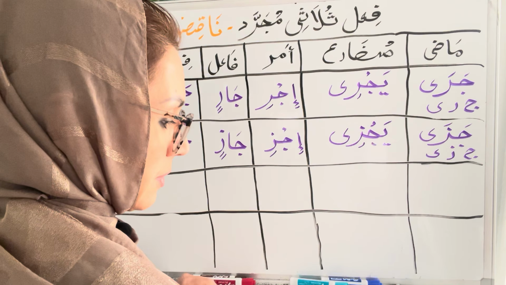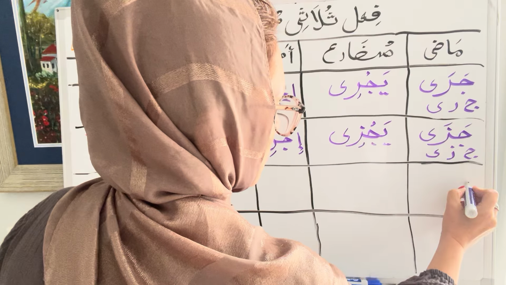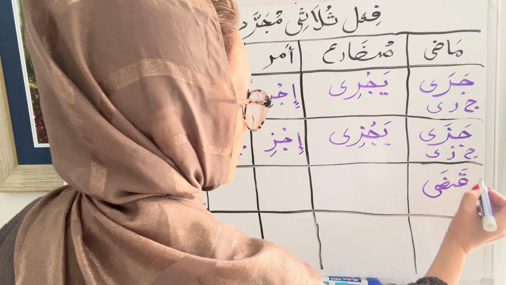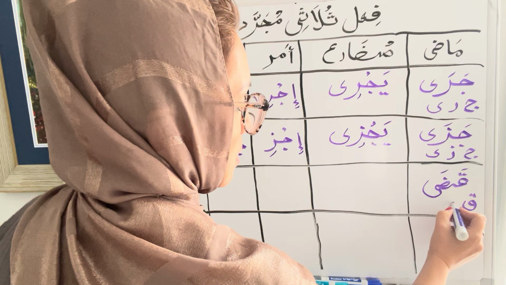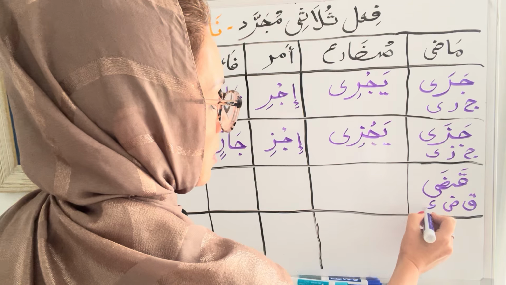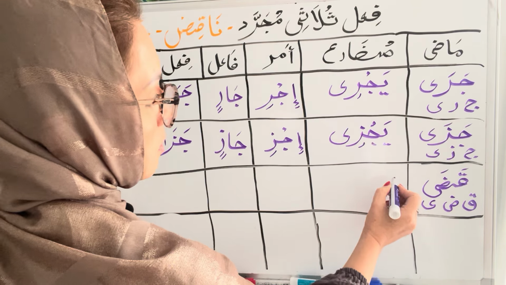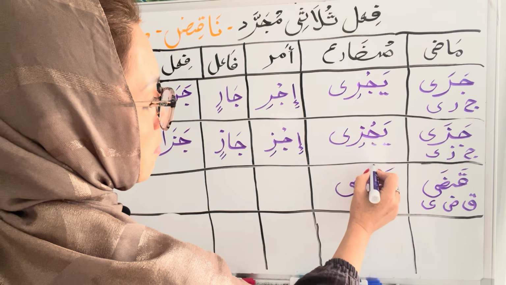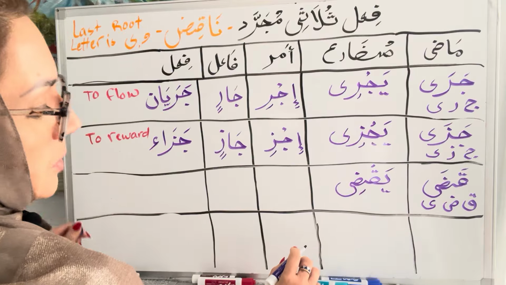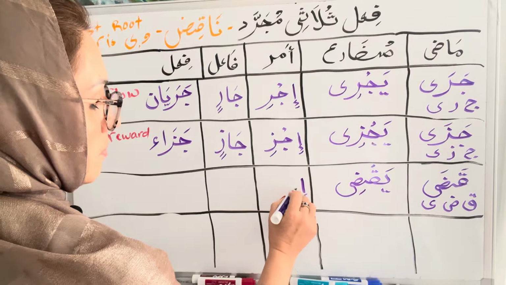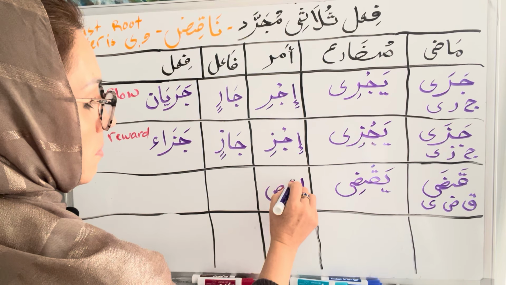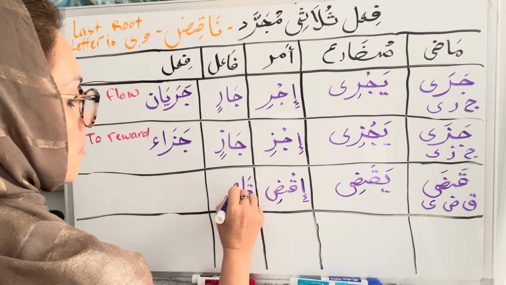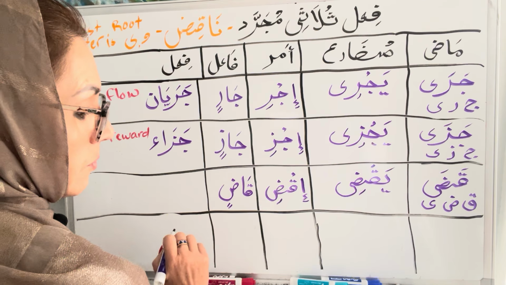All right, next we have qada. Root is qaf, dal. Qada yaqdi. And then it's iqdi. Then it's qadin. Qada.